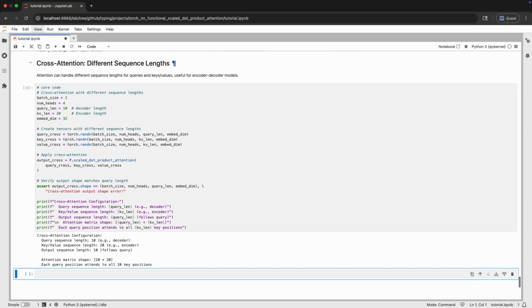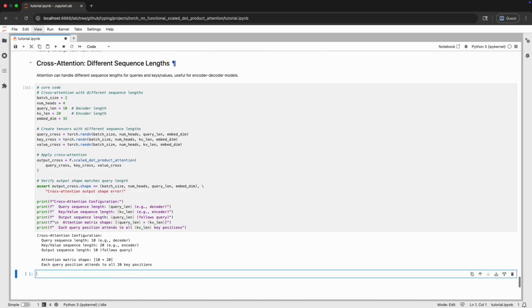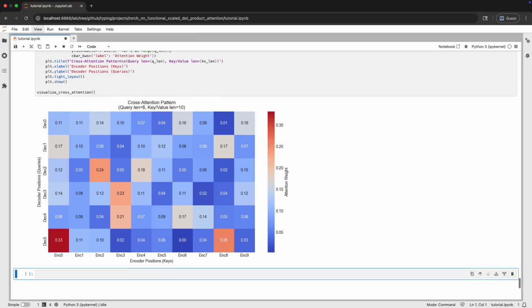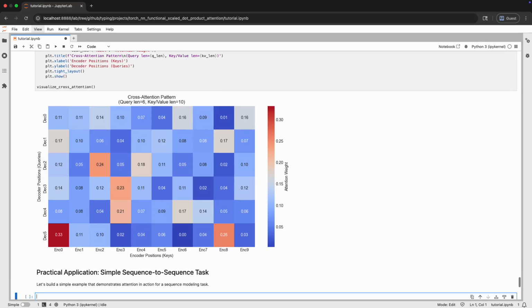Let's visualize a cross-attention pattern to see how decoder positions attend to encoder positions. This cross-attention heat map shows how 6 decoder positions attend to 10 encoder positions. Each row represents a decoder query, and each column represents an encoder key. The rectangular shape, rather than square, is characteristic of cross-attention. Each decoder position can see and attend to all encoder positions, allowing it to gather relevant information from the entire input sequence.